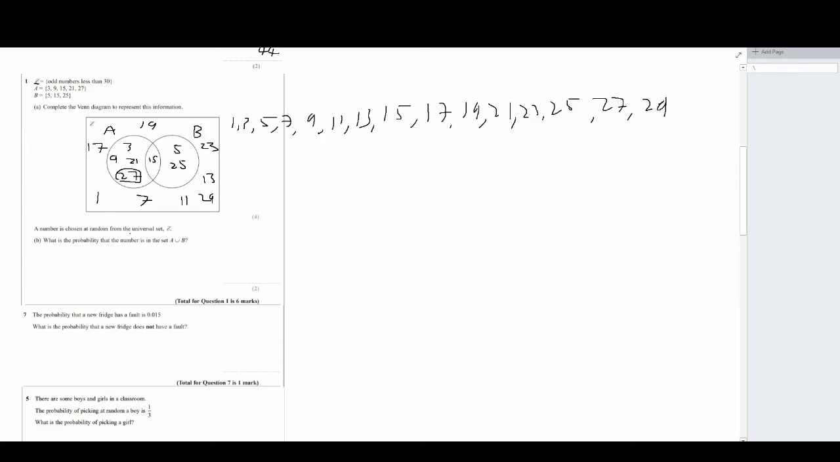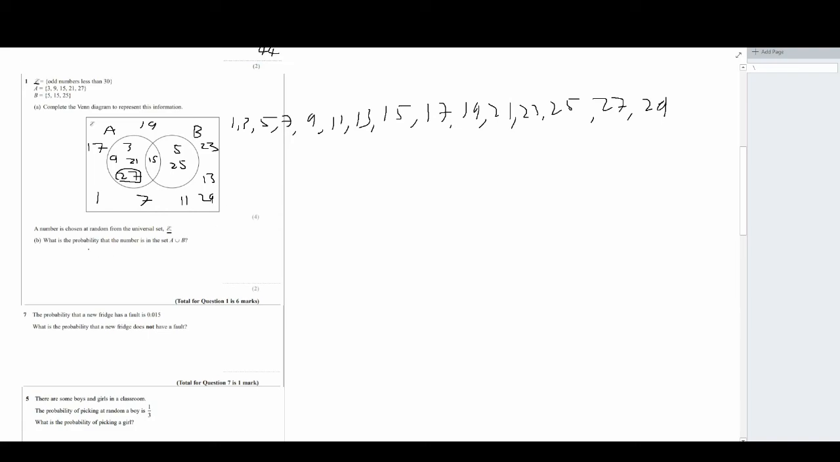A number is chosen at random from the universal set. That is what it's called, a sample space, universal set. I believe it is called a sample space, and I'll check that. What is the probability that the number is in the set A union B? And it is called a sample space, a set of all possible outcomes in an experiment. So, like a tree diagram or a table or a list. But I think this in some way does represent all the possible outcomes.